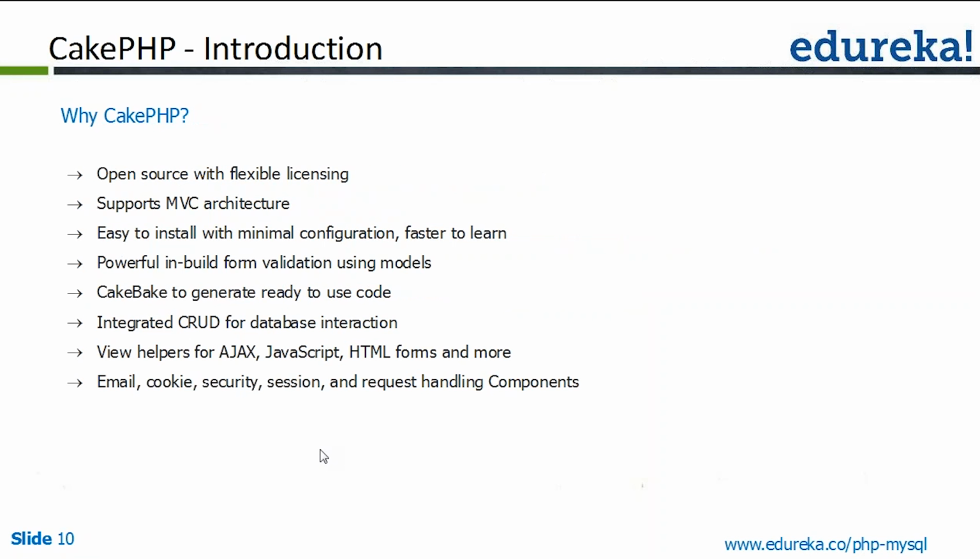So why CakePHP? It's open source, and moreover it is flexible enough. It is under the general public license, GPL. You don't have to pay anything for it. It supports MVC architecture. It is very easy to install. You don't have to do much configuration to install CakePHP. It is very easy and faster to learn. It is powerful in built-in form validation using models. So automatic built-in validations are there in CakePHP. For example, if I'm going to fill up a form with an email address and I don't provide an email address, I provide something else in place of it.